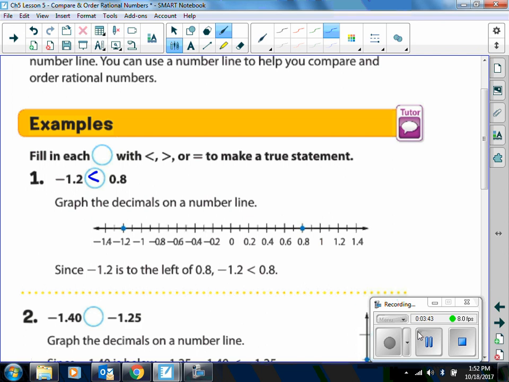So did I really need to put this on a number line? Because one's positive and one's negative. So you don't even need to look at a number line to compare those. Does that make sense? All right.